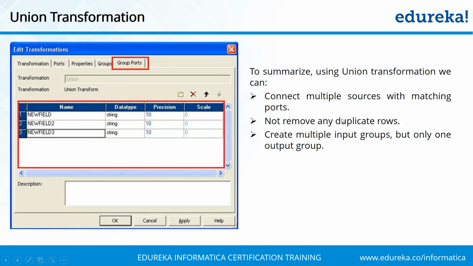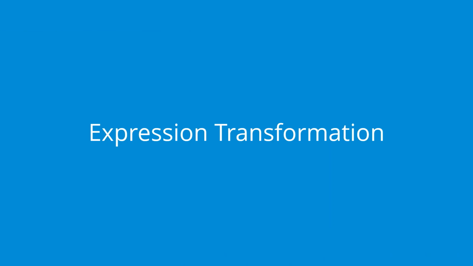Alright. So till now we've seen three transformations through which we've joined multiple data. The first was the source qualifier transformation, the second was the joiner transformation, and the third was the union transformation. Now let's look at a transformation that's completely different from this. This is a passive transformation which is mainly used to perform row-wise operation. This is the expression transformation.